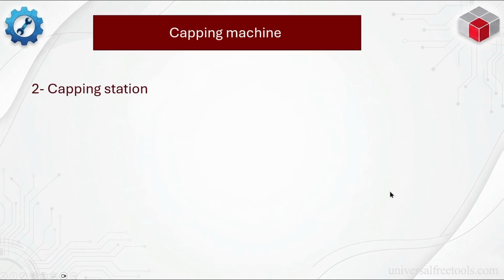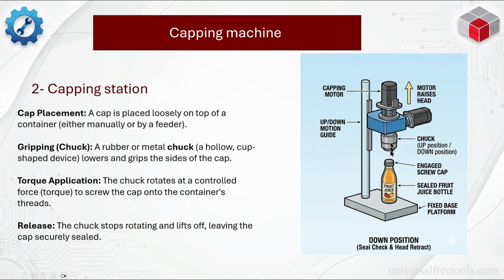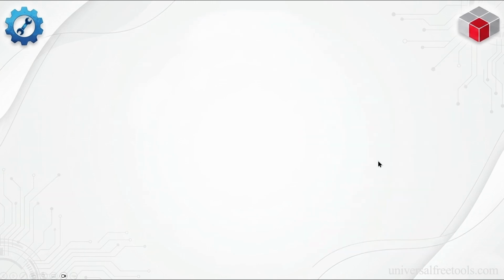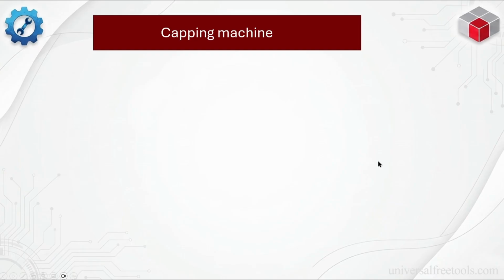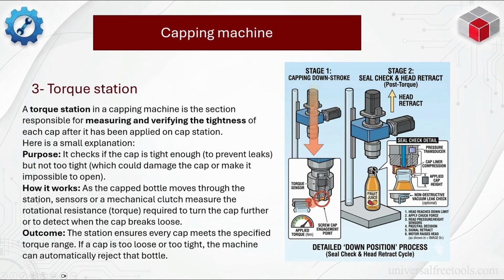Capping station. A cap is first placed on top of the bottle. Then, the chuck moves down to grip the cap securely. The chuck rotates to tighten the cap onto the bottle threads. Finally, the chuck releases and moves up. At the torque station, the machine checks and applies the correct tightening force to ensure every bottle is sealed properly and consistently.